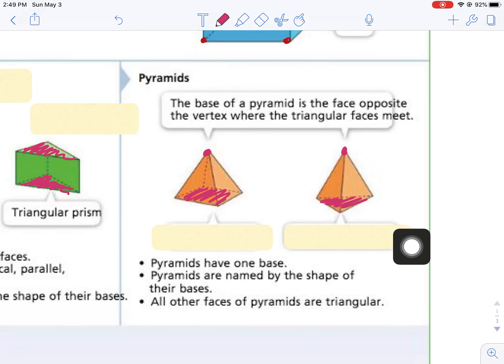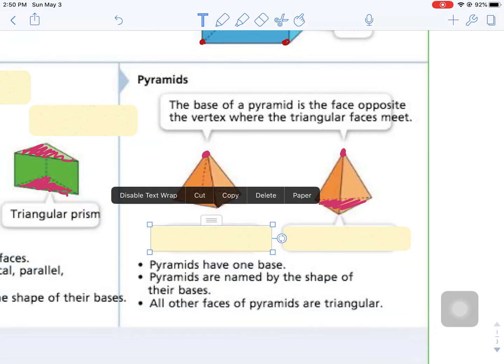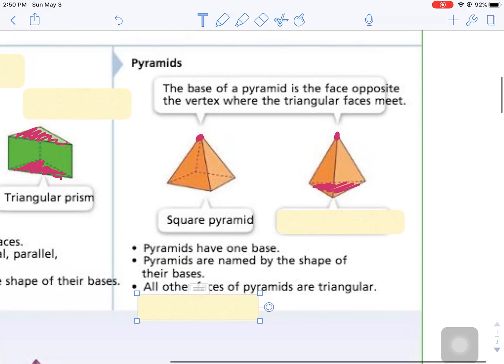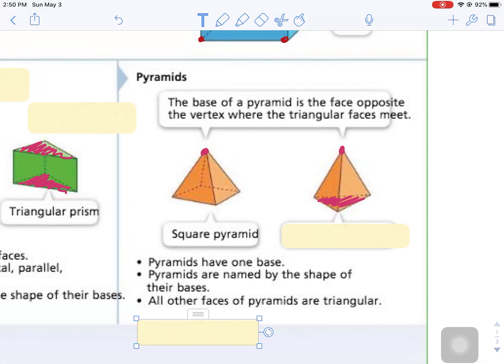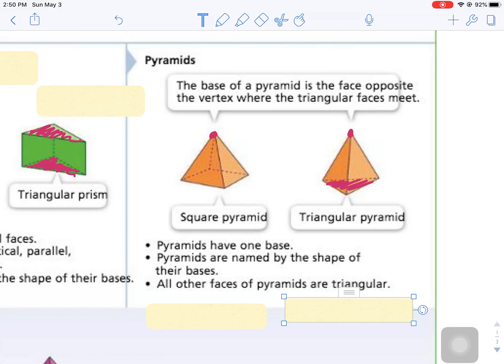All of the faces are going to be triangles, as we can see here. All of these faces are triangles. The only different face would be the base, if it is a different shape. So on the left-hand side, our base here is a square or a rectangle. So we're going to call this a square pyramid. And then on the right-hand side, our base is a triangle, so we're going to call this a triangular pyramid. So it really just depends on the shape of the base, and that's how you can title them.